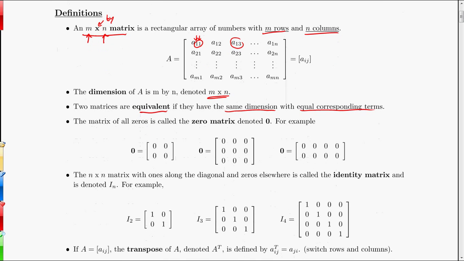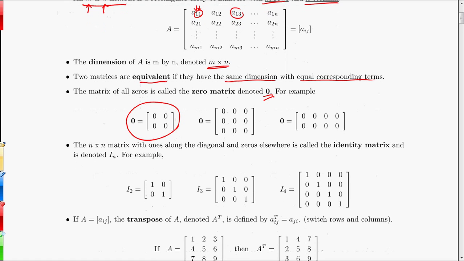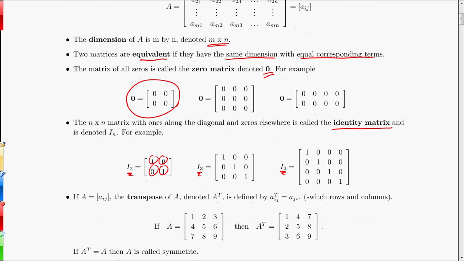A zero matrix is denoted with this bold-faced 0, and it represents a matrix of the appropriate size that contains all zeros, as you might expect. An identity matrix is a square matrix, and it has 1s along the diagonal and zeros everywhere else. So I2 is the 2×2 identity matrix, I3 is the 3×3, and likewise for I4. And you'll see why it's called the identity matrix very soon.